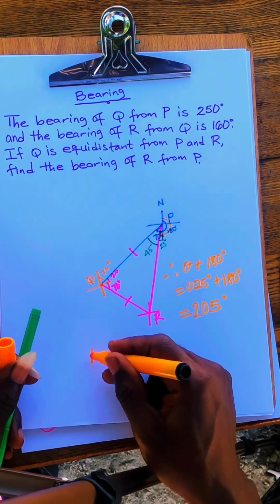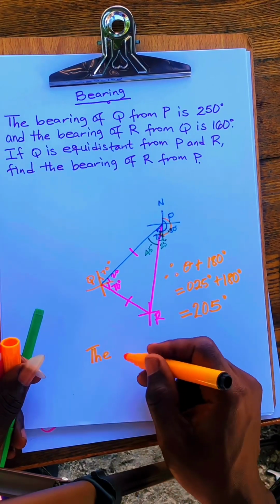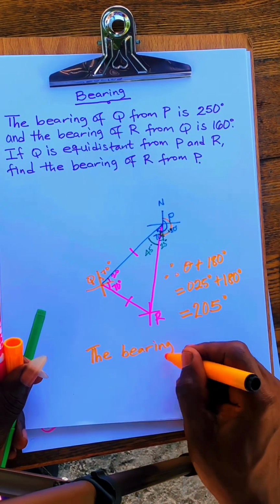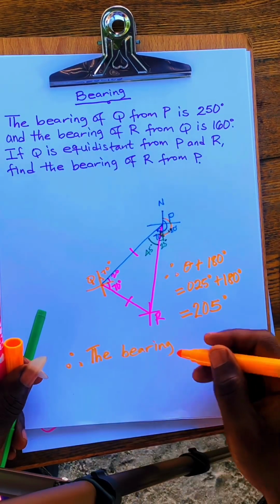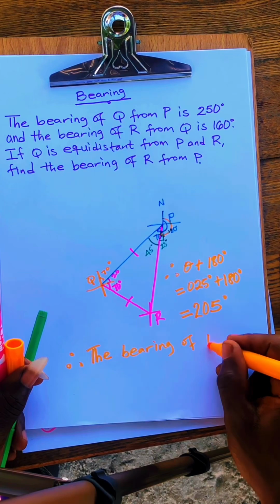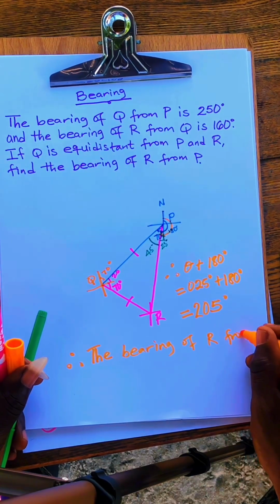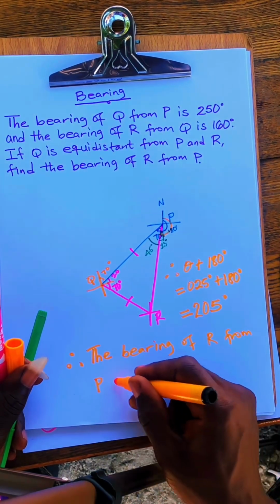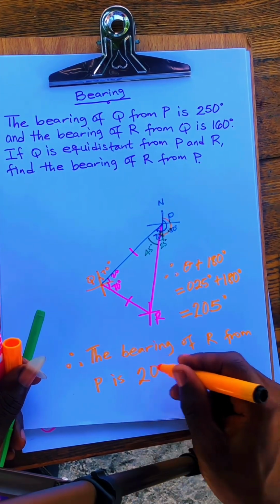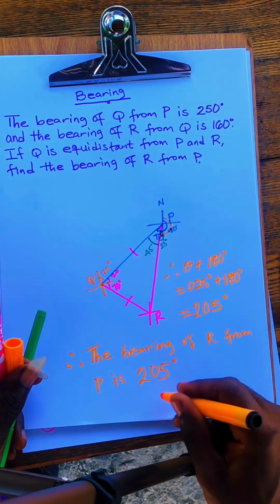So therefore, to conclude, the bearing of R from P will be equal to 205 degrees.